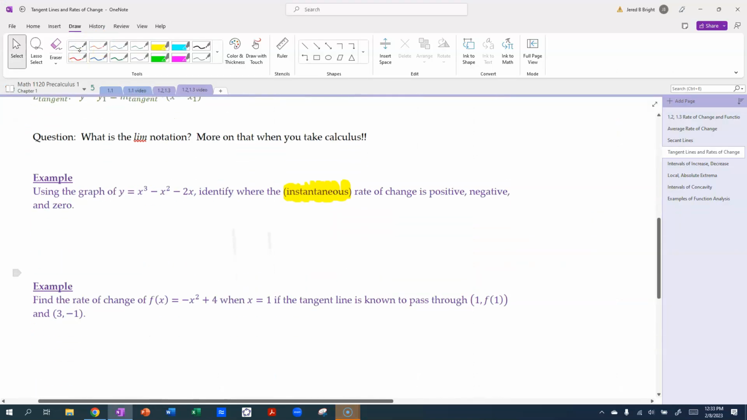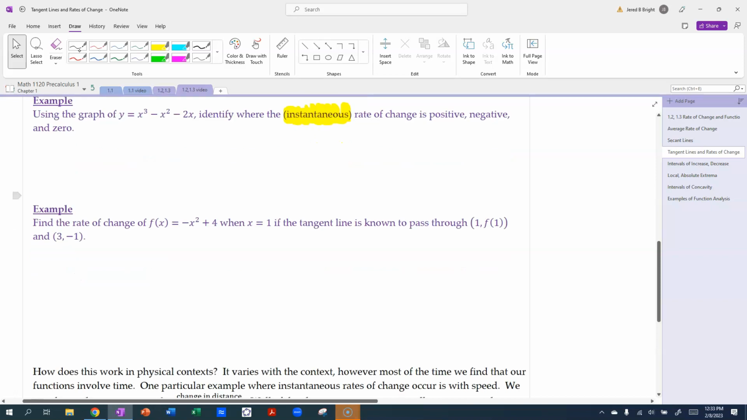Okay, and so one example that we could do here is with the tangent line, if we just needed to do something with it. We could say, okay, we want to find the rate of change. And again, they omitted the I, so put an I there for us. And so we want to find the IROC of this function at this place when the tangent line is known to pass through 1, f of 1, and 3 minus 1.